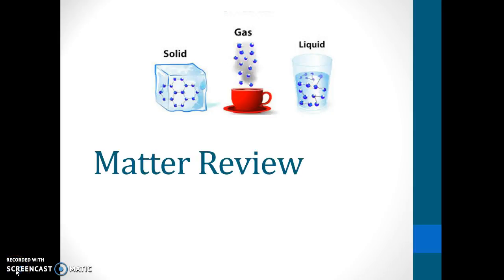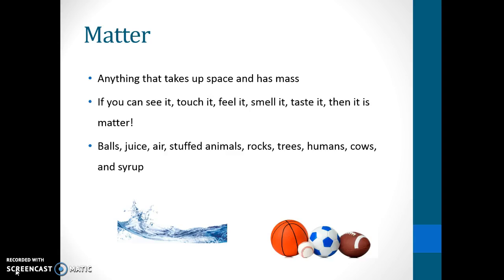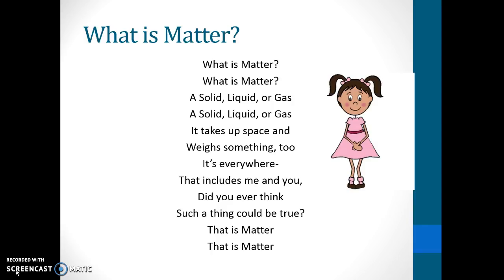Okay, now we are going to have a quick matter review to go over everything that we've learned so far. Matter is anything that takes up space and has mass. If you can see it, touch it, feel it, smell it, taste it, then it is matter. Balls, juice, air, stuffed animals, rocks, trees, humans, cows, and syrup are all different kinds of examples of matter. So again, matter is anything that takes up space and has mass.